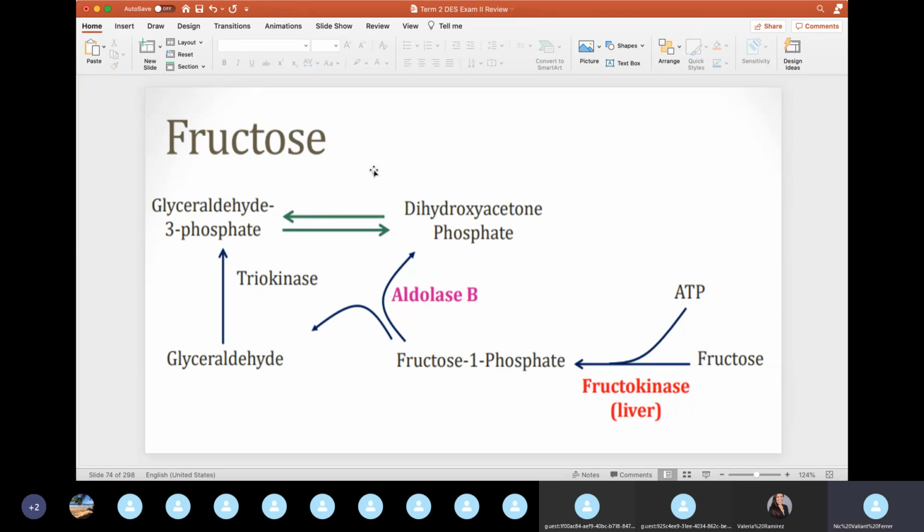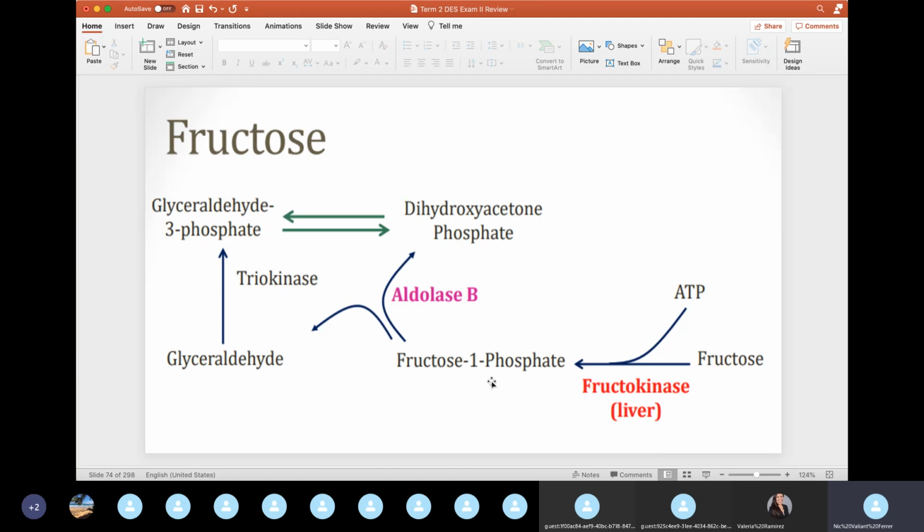Okay, so there are other sugars that need to be converted, right? So fructose. Let's talk about fructose metabolism. First, fructose is converted to fructose 1-phosphate via fructokinase. Then fructose 1-phosphate to dihydroxyacetone phosphate. Remember, dihydroxyacetone phosphate can be converted to glyceraldehyde 3-phosphate, and then they will get shunted to your glycolysis pathway to make pyruvate.